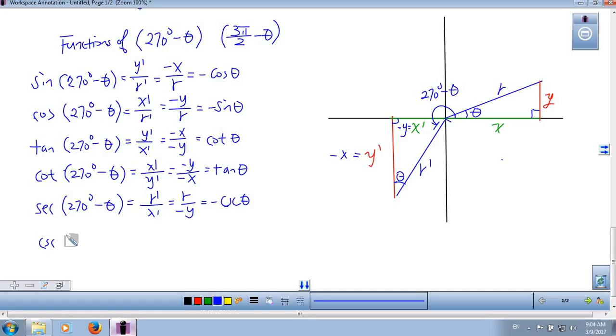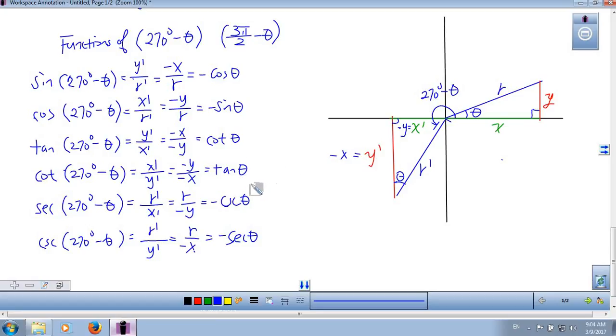And then cosecant of 270 degrees minus theta will be equal to r prime over y prime, so it's r over negative x, so it will be negative secant of theta. Okay, so that's how we can relate the angles to their 270 degrees plus or minus theta and 90 degrees plus theta.